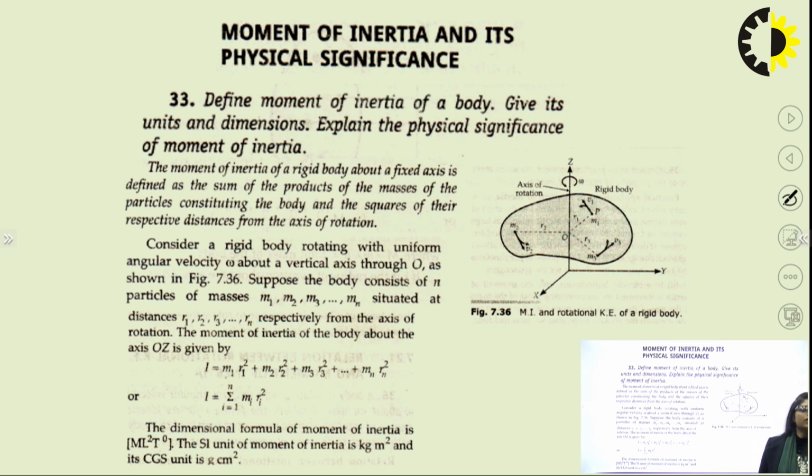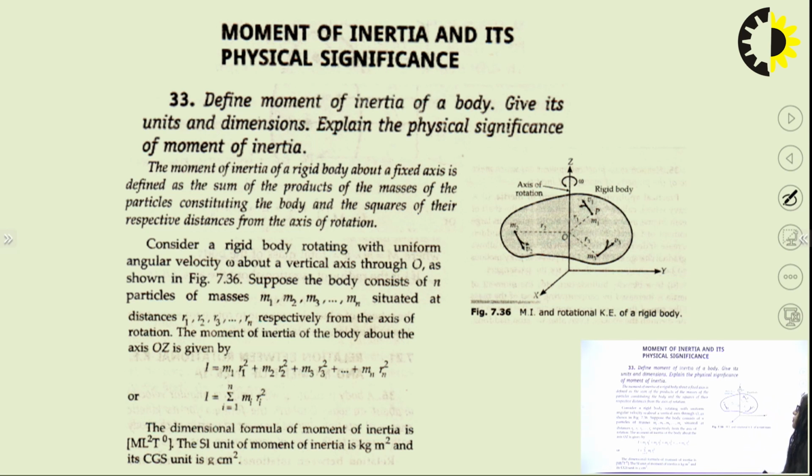According to this definition, I can say that mass moment of inertia is mr square. It is the product of mass and the square of the radius. This radius is the radius of gyration. So I can say that I is mr square.